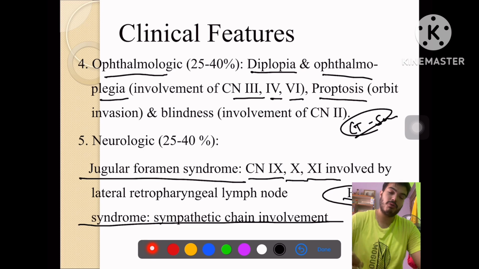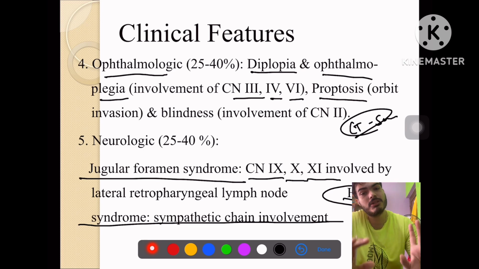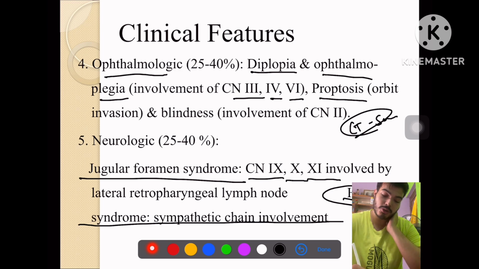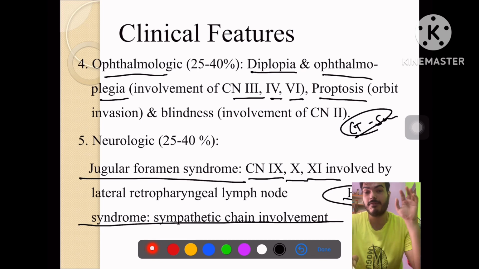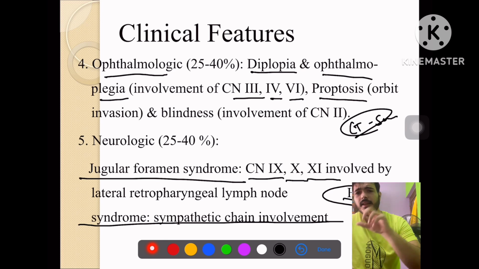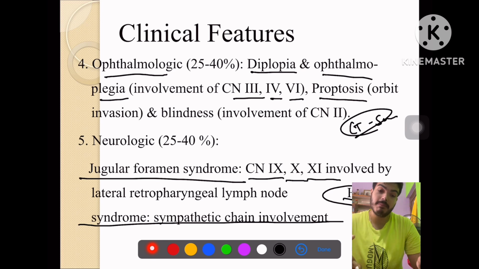The common site is the fossa of Rosenmuller, but it does not mean that it will just arise from the fossa of Rosenmuller. It can arise from different other sites also. But the most common, the one you should not miss, is the fossa of Rosenmuller. It can arise from the lateral wall of the nasopharynx. It can arise from other different locations, but do not miss the fossa of Rosenmuller.